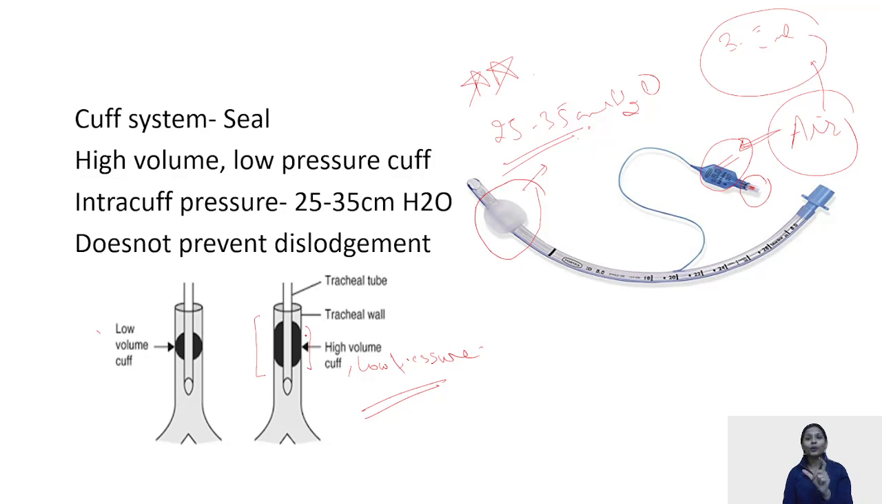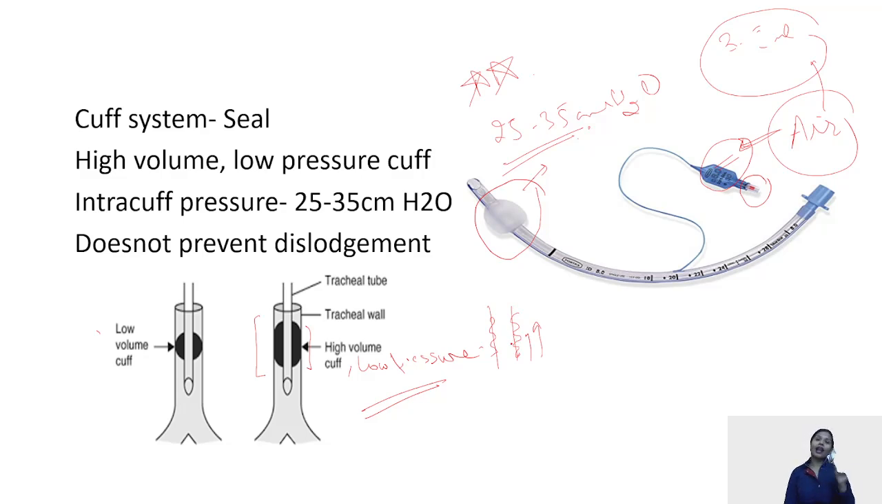So, the chances of ischemia, injury, and stenosis are all less in this low pressure, high volume cuff system. But because it's high volume, the area of contact is more, so there are more chances of sore throat. Second, because of the increase in the area of contact of the cuff, there is kinking in the cuffs, so micro aspiration chances are also more. The seal is not 100% in low pressure, high volume because of the presence of these grooves.